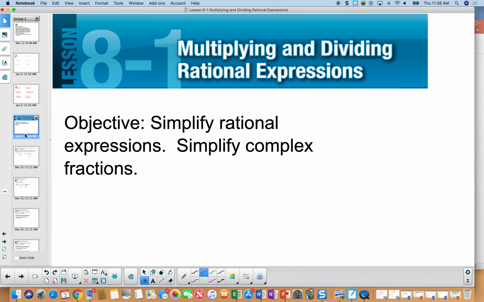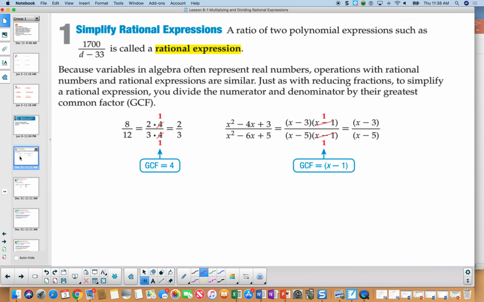Lesson 8-1, multiplying and dividing rational expressions. Objective: to simplify rational expressions and simplify complex fractions. Let's go ahead and review the word rational. Rational is a ratio of two expressions, and we're going to be looking at the ratio of some polynomial expressions.